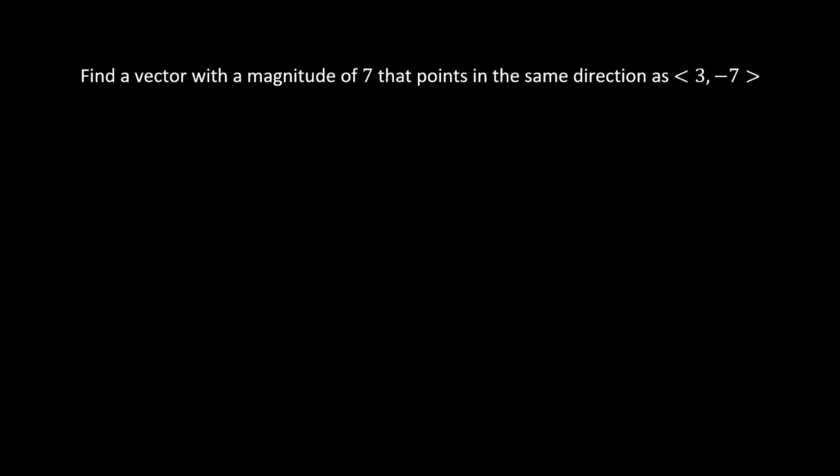So let's go ahead and take a look at this problem. In this problem, we have a vector, but it's not the size that we want. We want to change it so that the magnitude is 7. While I'm looking at this, I already know that this vector is a little bit too large. I see one of the components is already 7, so the magnitude has to be larger than 7.